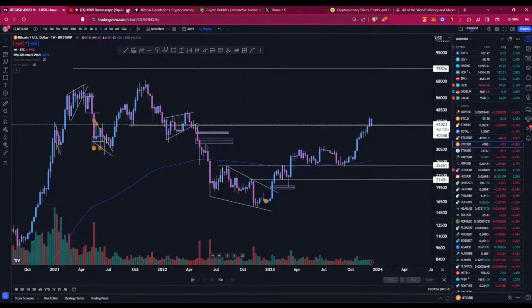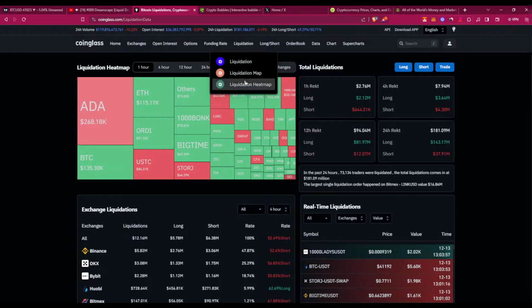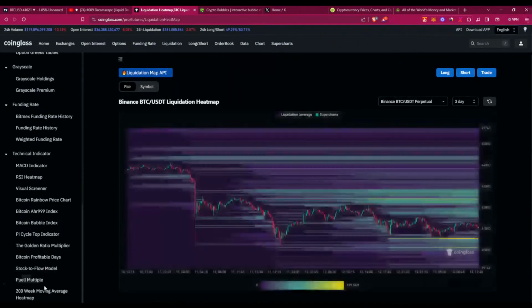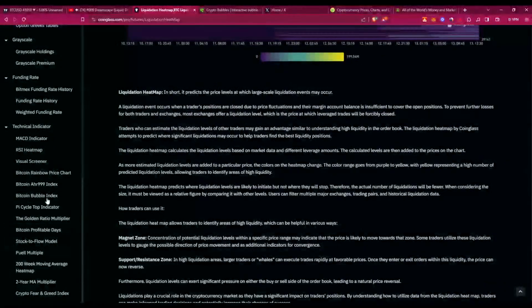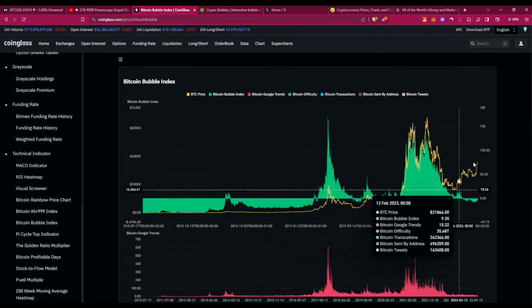As I showed you this morning, open interest, liquidation heat map, here. So as I showed before on the bubble index chart, it is not retail that pushed the market up.